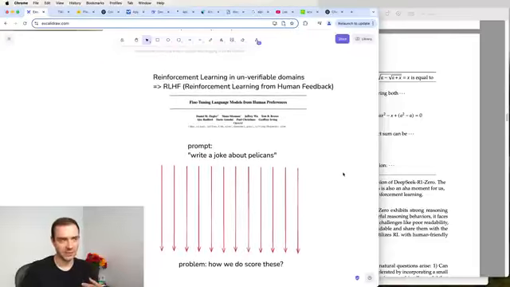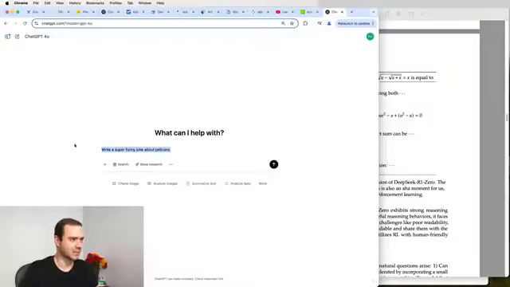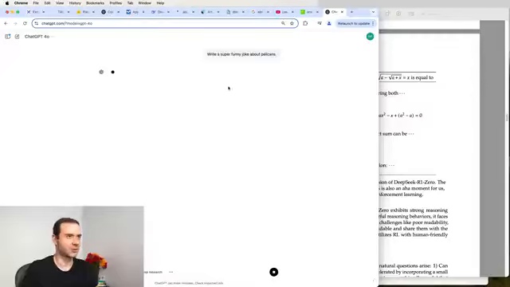So usually these are, for example, creative writing tasks like write a joke about pelicans or write a poem or summarize a paragraph or something like that. In these kinds of domains, it becomes harder to score our different solutions to this problem. So for example, writing a joke about pelicans, we can generate lots of different jokes, of course, that's fine. For example, we can go to ChatGPT and we can get it to generate a joke about pelicans.